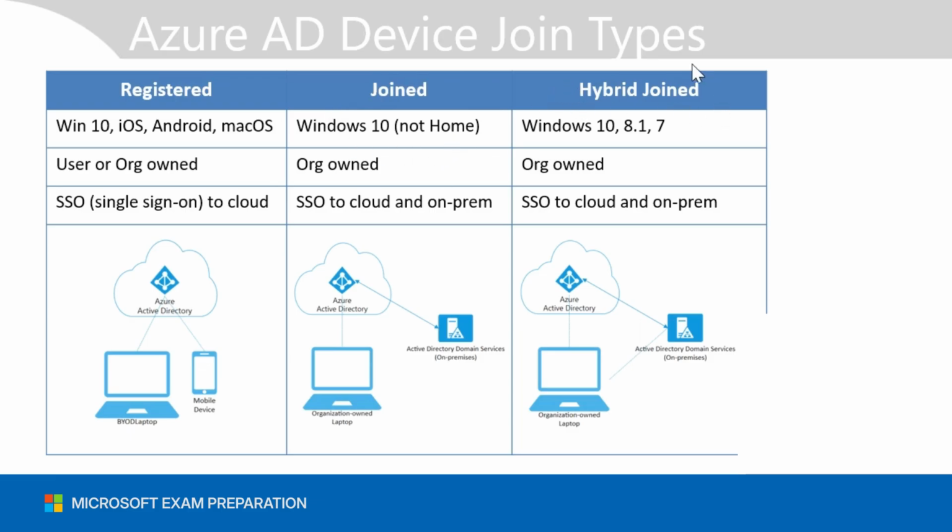Now, hybrid joined is just a modification of that. So this is for not only Windows 10 or 11, but also for the so-called down-level clients. So if you're running Windows 8.1 or Windows 7, these devices also are organization-owned, and they can do SSO to Azure AD. They can also talk to your Active Directory domain services on premises. So it could be a laptop in the office, something like that. So hybrid joined has this notion of being able to authenticate to either directory, either Azure AD in the cloud or your on-prem AD.